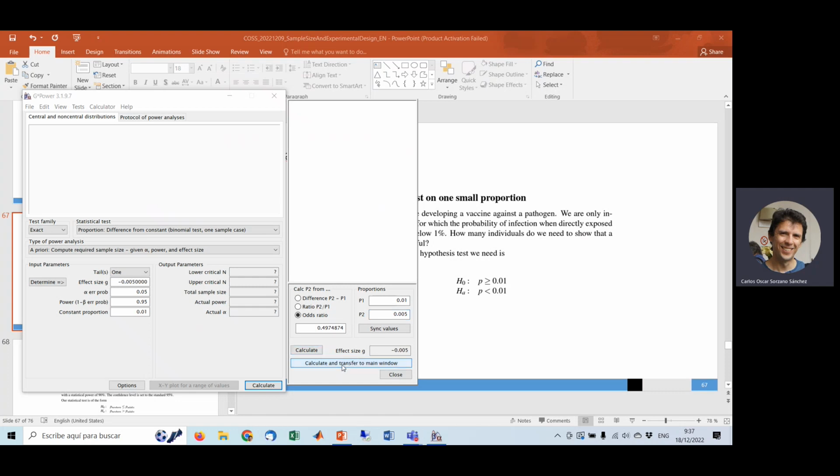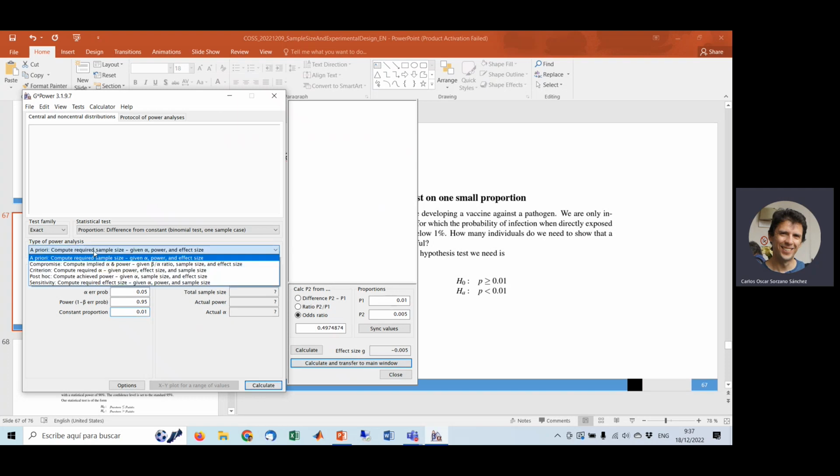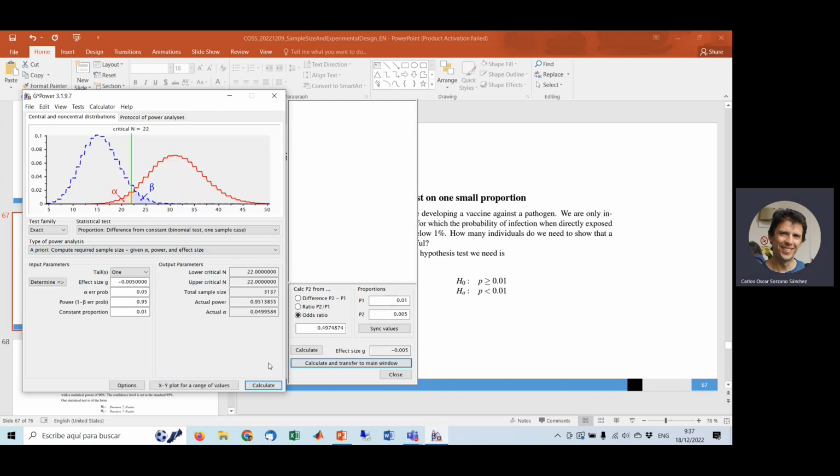We calculate this one, transfer to the main window, and this is the alpha that we want to have. This is the power, and this is the constant proportion. This is the constant here that we want to have. Okay, so we want to compute the sample size. Again, we have the 5 possibilities. We calculate that you need 3,000 individuals. Why so many? Because it is a very rare event.